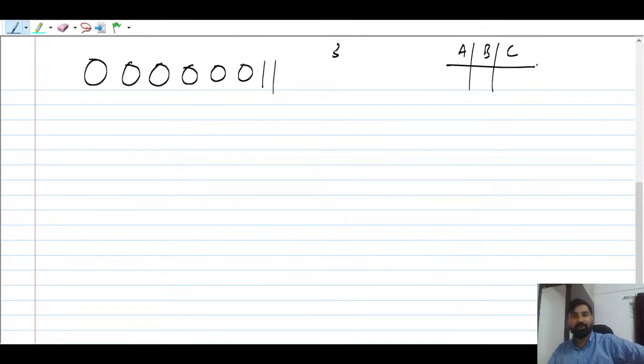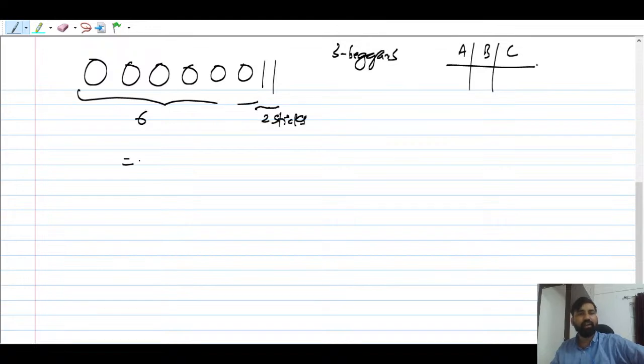How many beggars are there? Three beggars. So how many sticks do we have to draw here? We have to draw two sticks. Always keep this in mind. Now we can find how many ways we can distribute these things. There are six coins and two sticks, so the total number of ways will be 8 factorial upon 6 factorial, since the coins are the same, times 2 factorial, since there are two sticks. You have to keep this in mind always. Understood? This is very important.